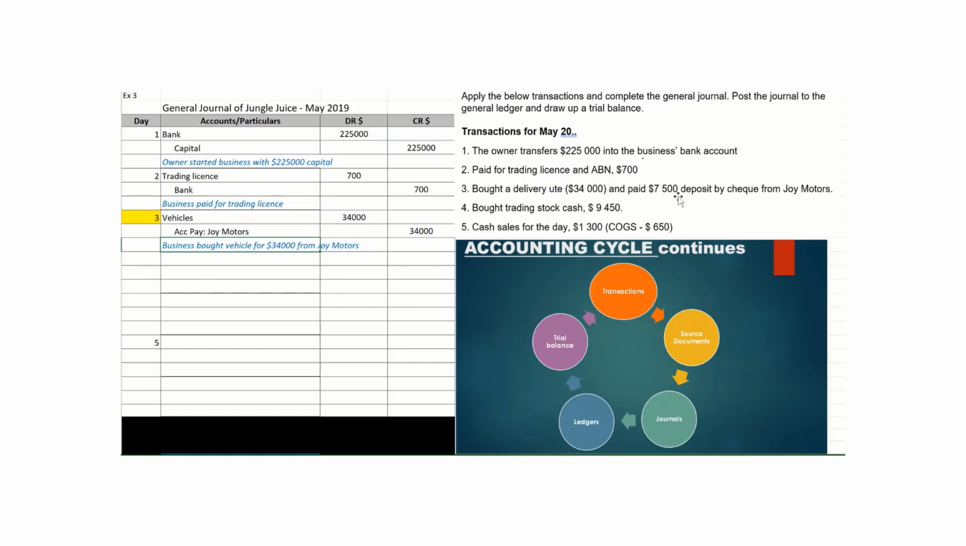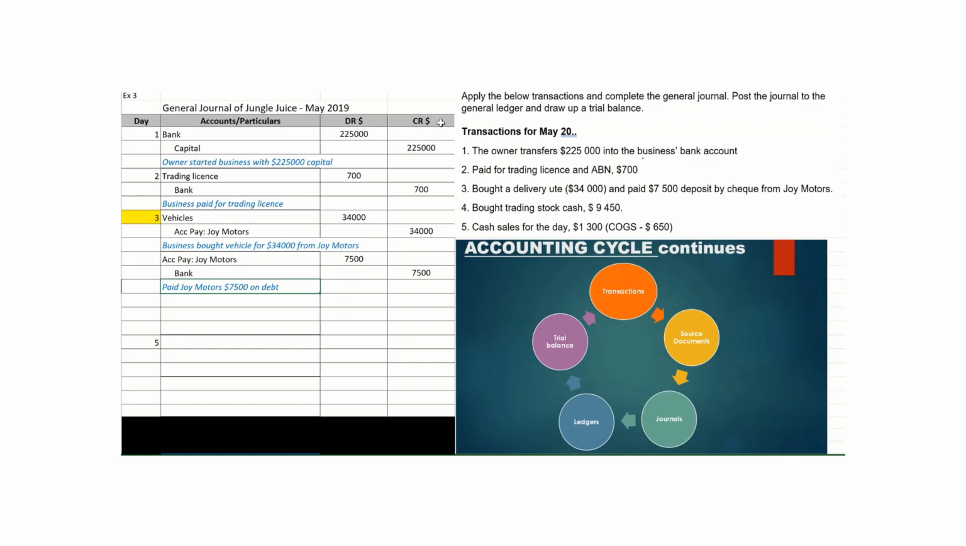What account will be debited? We've just created a liability, accounts payable Joy Motors. At this stage, we owe them $34,500. However, we did pay them a deposit of $7,500, which means my liability, credit nature, this time decreases, so we will debit our liability with that deposit. And what is the other account involved? Bank. Bank an asset will be credited because assets decrease on the credit side. And my narration will be pay Joy Motors $7,500 on the debt, or you could put there as deposit for the motor vehicle.